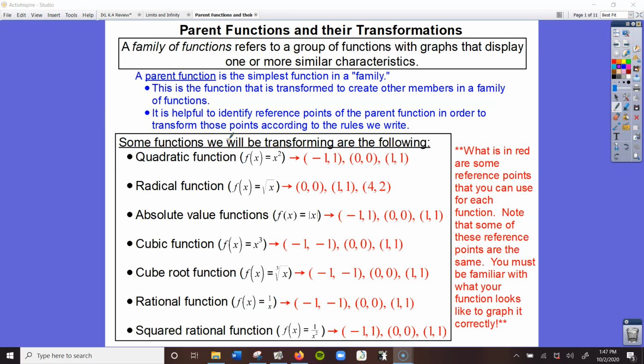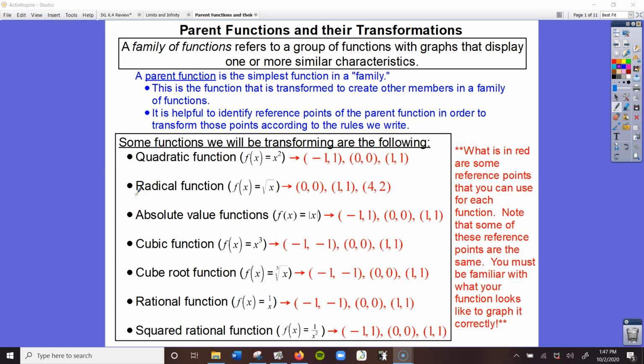Hey guys, today we're going to talk about parent functions and their transformations. A parent function is the simplest form of that particular function. So for example, if we're looking at a quadratic, the parent function would simply be x squared.